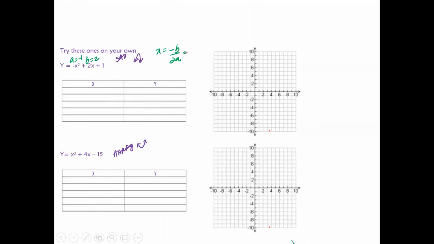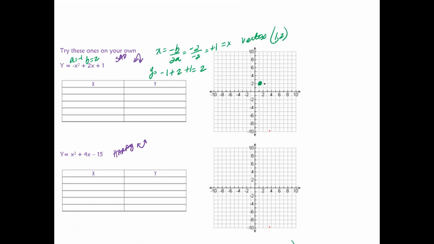So I'm going to have a negative 2 over 2 times negative 1 is a negative 2, which is a positive 1. That is your x. Well, you got to figure out what y is. So if x equals 1, that's a negative 1, plus a 2, plus a 1, which is just a 2. So your vertex is going to be at 1, 2. And remember, it's going to be a sad face. But I don't know how wide and how compressed it's going to be.